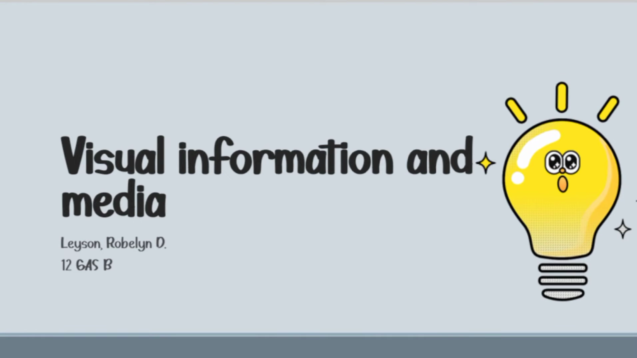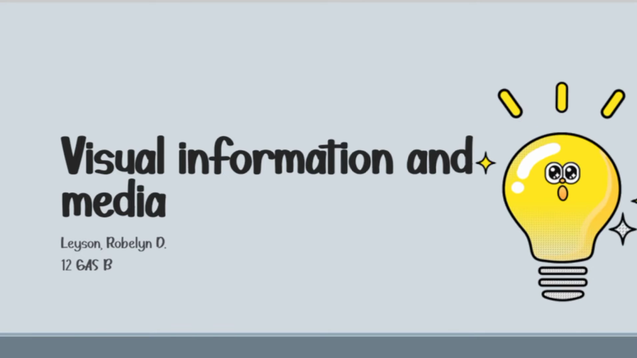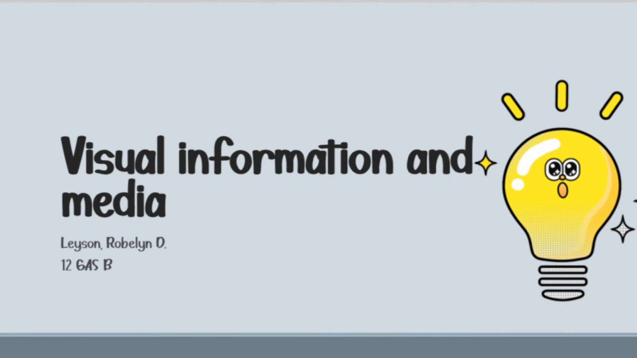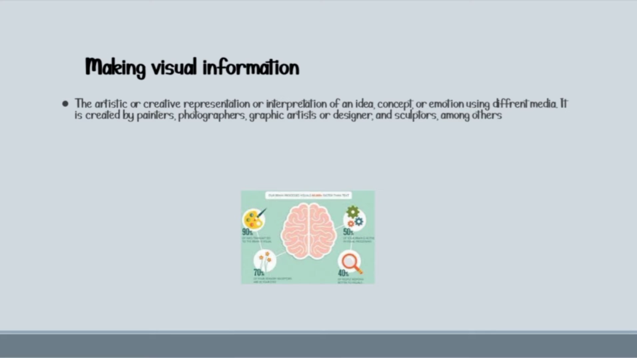Generally, visual information includes still photography, motion picture photography, video or audio recording, graphic arts, visual aids, models, display, visual presentation services, and the support processes. Visual information is the artistic or creative representation or interpretation of an idea, concept, or emotion using different media. It is created by painters, photographers, graphic artists or designers, and sculptors, among others.